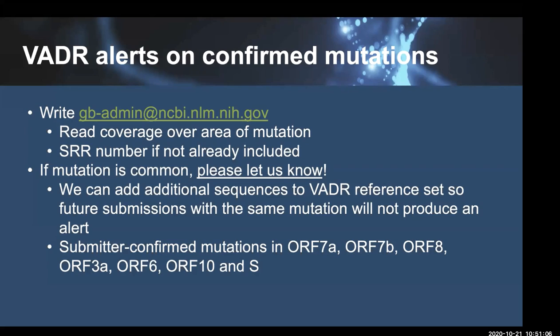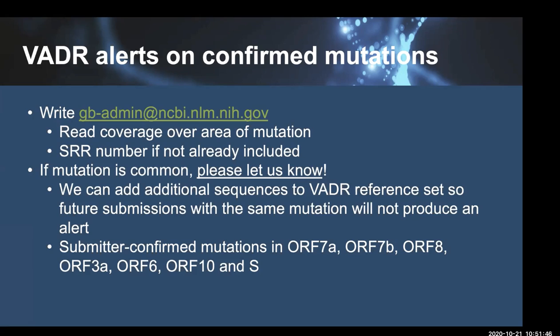So if you know of sequences that have a mutation at a place that is consistent, so let's say ORF7A is always truncated at amino acid position 50, please let us know, and we can find a sequence to add to the reference set. What this will mean is that in the future, if you submit another sequence that has that mutation, it will not throw up a VADR alert, and it will go right through the process without anybody having to review it. So we'd really like this community's help in analyzing these, if at all possible.